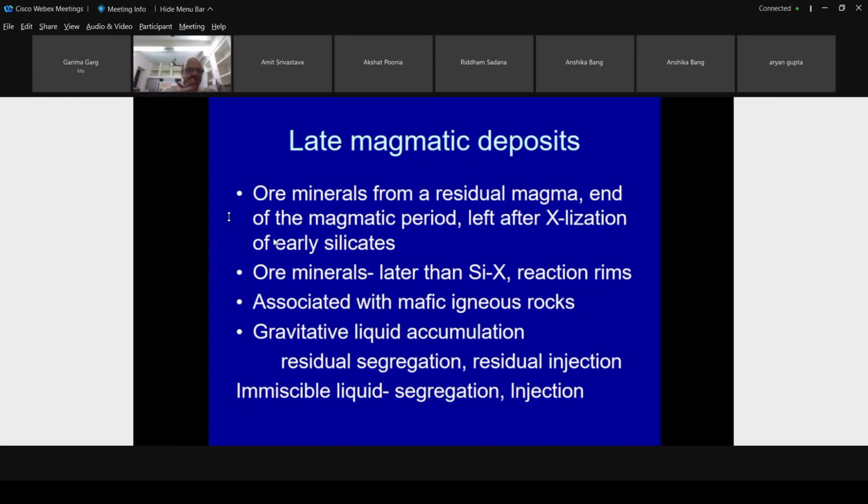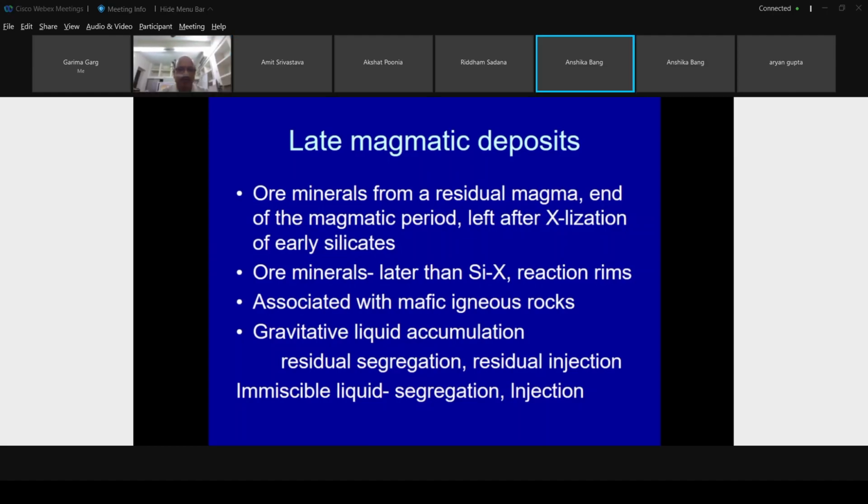Can I talk to Anshika? Yes, can you tell me what happens in early magmatic crystallization and what happens in late magmatic crystallization? Take one example. I didn't attend the last class, but I have studied that. No excuse, no excuse at all. Whether you attend the class or not, you are supposed to know certain basic things.